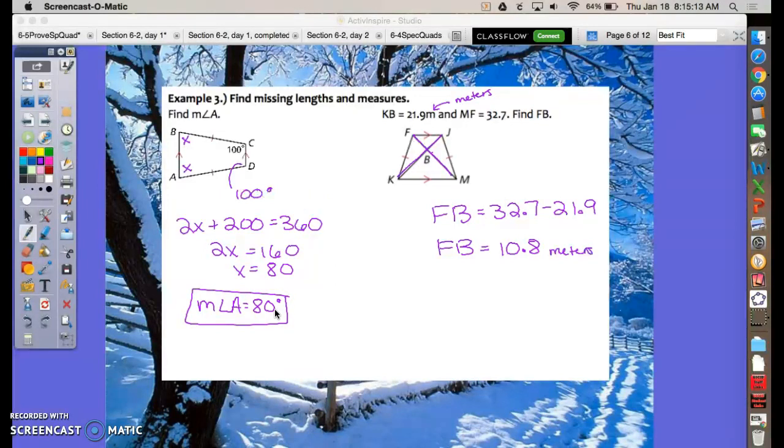For the second one, if it's an isosceles trapezoid, I know that the diagonals are congruent to each other. So if this whole diagonal is 32.7, this piece is 21.9. If I wanted to prove it, I could show the segment addition postulate and substitute it in. But I know this is going to come out to be that the length of FB is just 10.8 meters. There might have been a little confusion on this M. I meant that as meters, not as a variable.